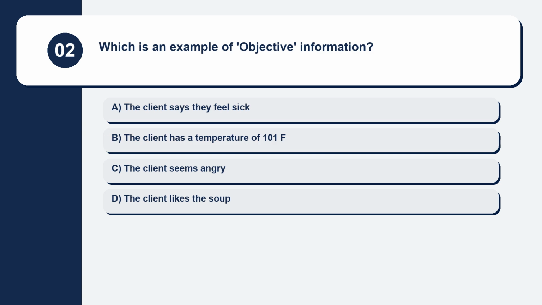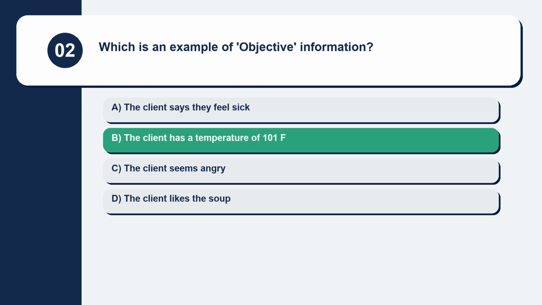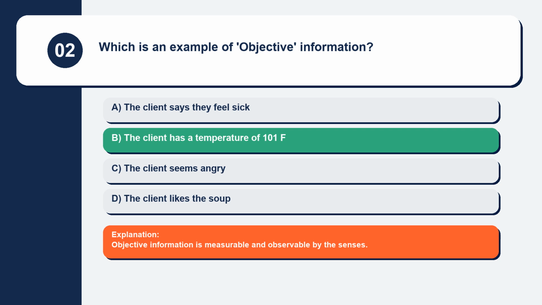Question 2. Which is an example of objective information? The client says they feel sick. The client has a temperature of 101 F. The client seems angry. The client likes the soup. Objective information is measurable and observable by the senses.